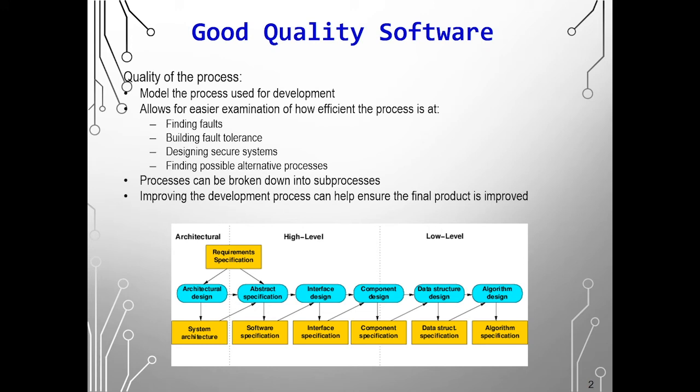The products used to develop software can also be qualified. This is done by modeling the process, which allows it to be examined to determine how efficient it is at finding faults, building fault tolerance, designing secure systems, and adapting if there's a potentially better process to be used. The process can also be broken down into sub-processes, so individual parts of it can be examined. A good process means a better chance that the finished product will be of high quality.